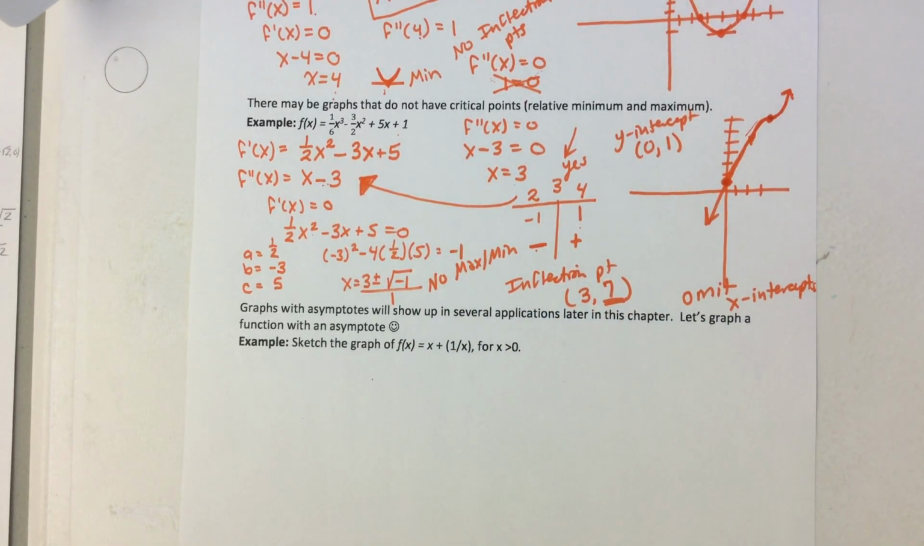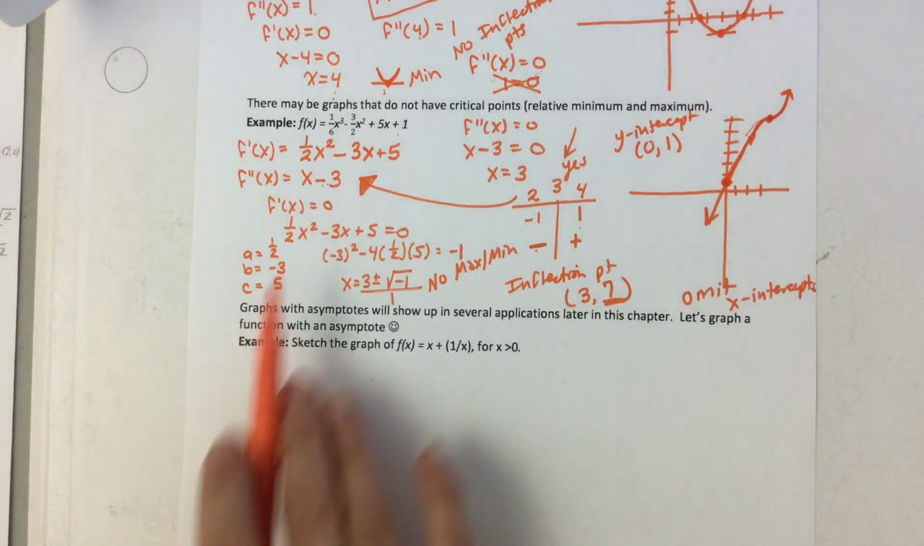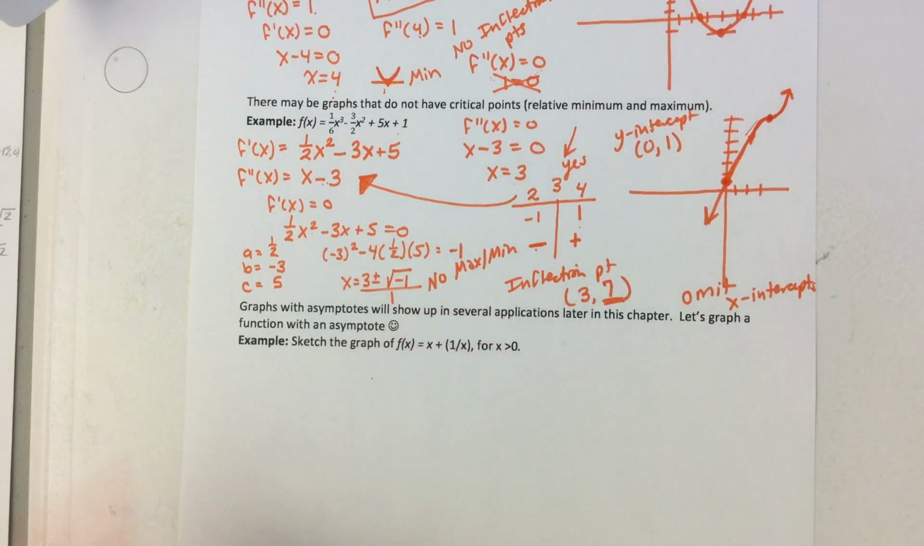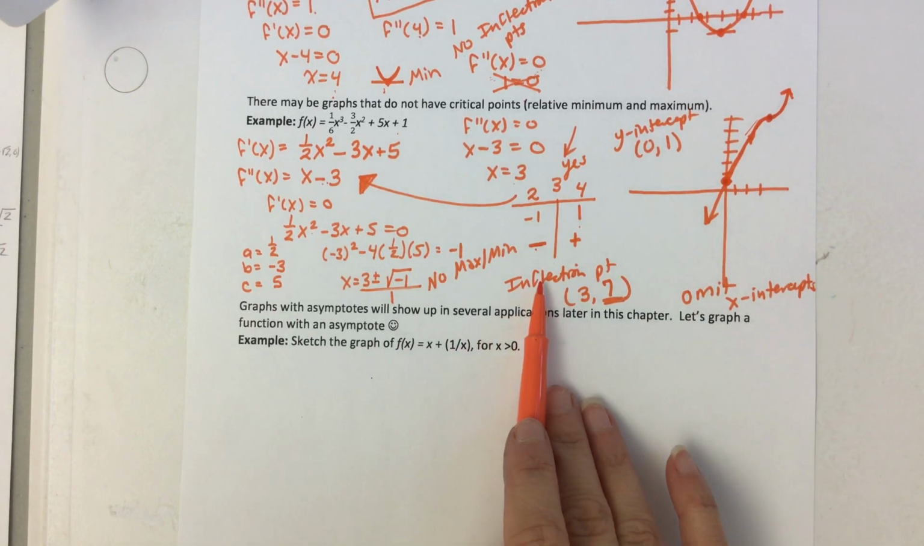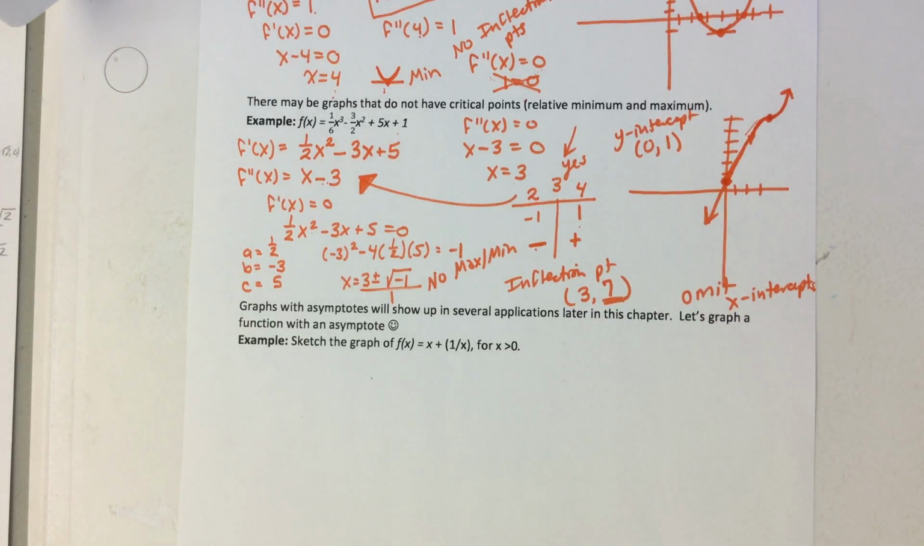The y-intercept, though, you'll never have to omit. All you do is put in a 0 for your x's. So this is all you'd have to have. We did our first derivative, our second derivative. We did not have any maximums or minimums. We do have an inflection point. We found an intercept. That was enough where we could sketch and get a visual of what's going on.